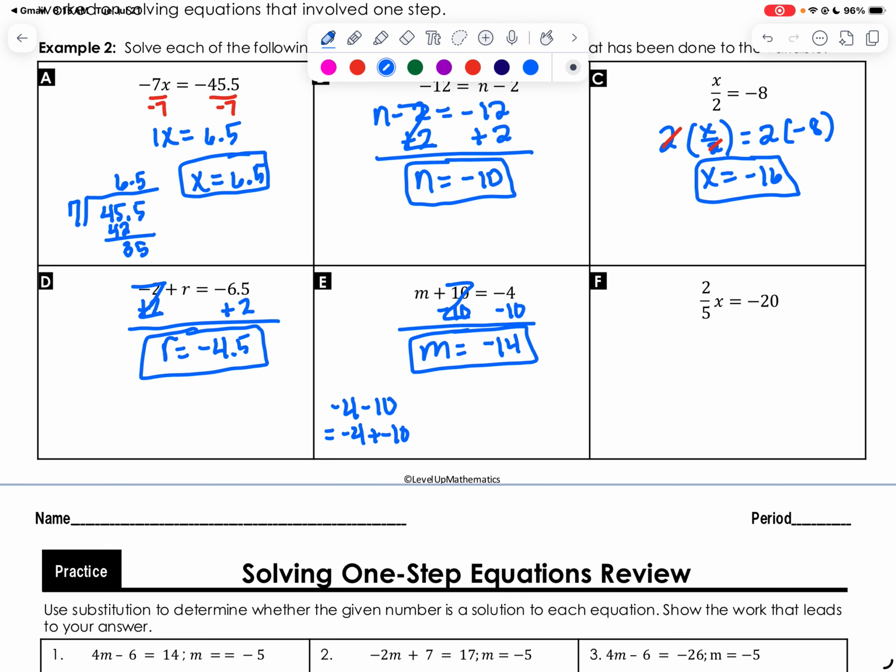All right, in problem F, we have 2/5 x is equal to negative 20. When our coefficient is a fraction, we can multiply both sides by the reciprocal. So the reciprocal of 2 over 5 is 5 over 2. So I'm going to multiply both sides by the reciprocal. So 5 would cancel with 5, 2 would cancel with 2, and that would leave me x on this side. Over here, 2 goes into negative 20, negative 10 times, and 5 times negative 10 is negative 50. And that concludes today's lesson, Solving One-Step Equation Review.